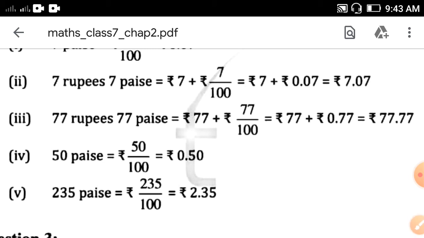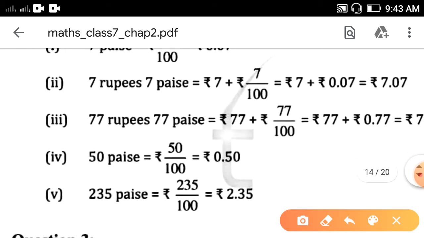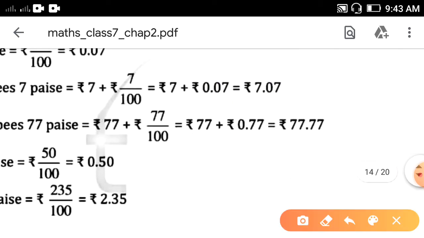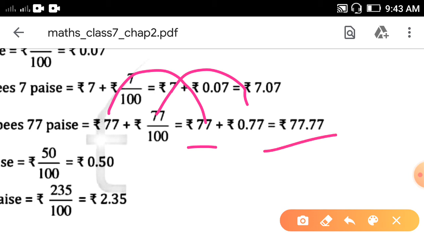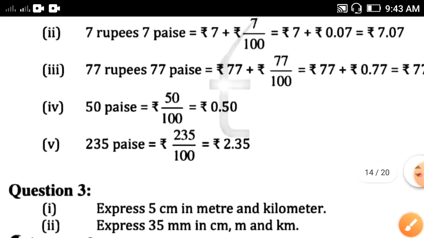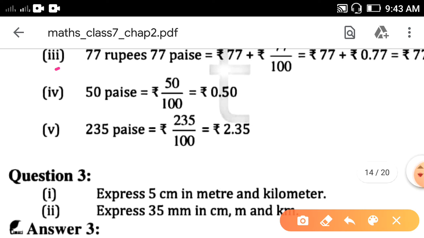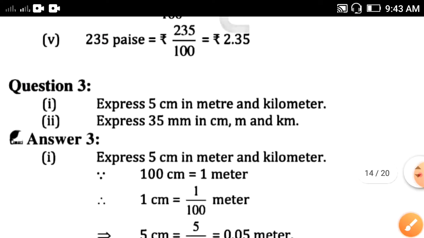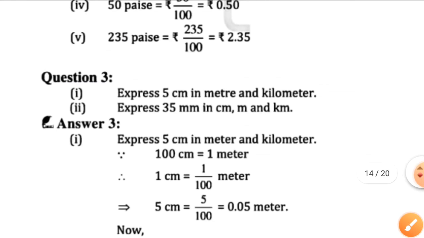Next, 77 rupees 77 paisa. 77 rupees as it is, divide this 77 paisa by 100. So it will be 77, this 77 as it is, and this will be 0.77. So answer will be 77.77. Okay, this is very easy, this one. Try yourself. Question number 3.